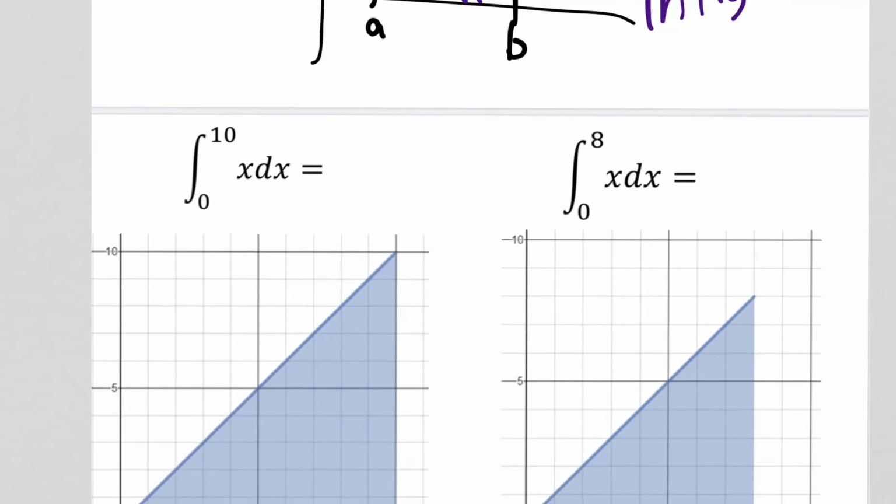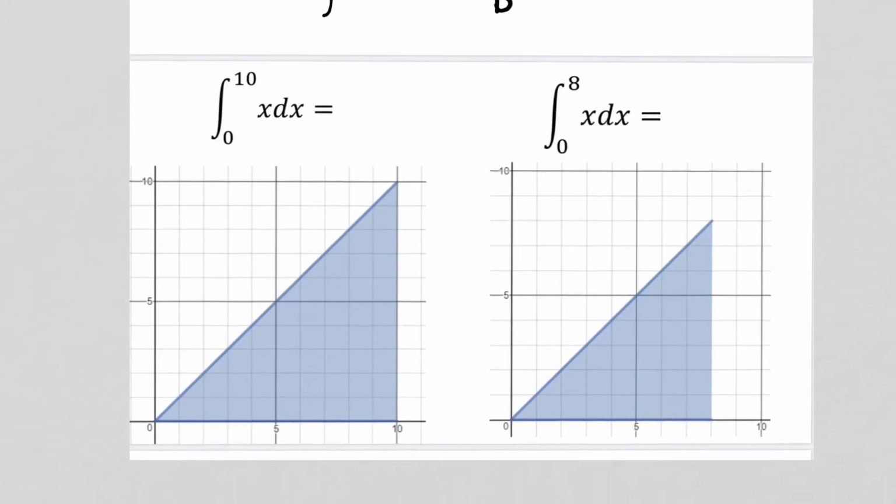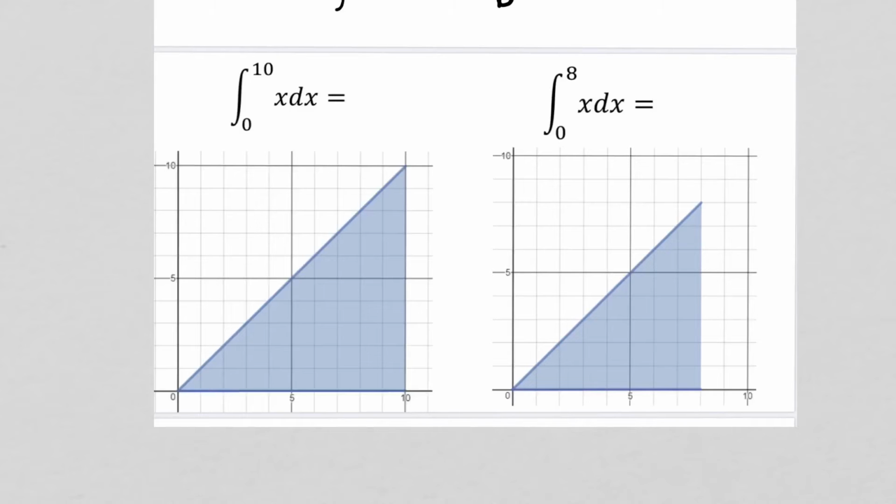So we're actually going to start with a simple one where we can use geometry and then see if that's going to help us find the calculus method, okay? So this is just a triangle, right? The area of a triangle is base times height divided by 2. So we can see we have a base of 10 and a height of 10. So the area of this is going to be 10 times 10 divided by 2, which is just 50, right? Okay, so this is equal to 50.